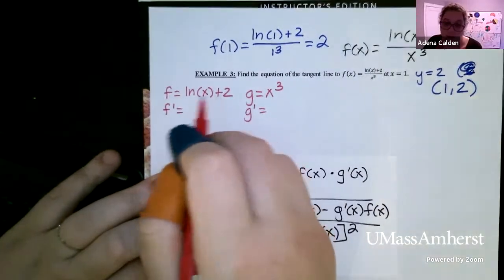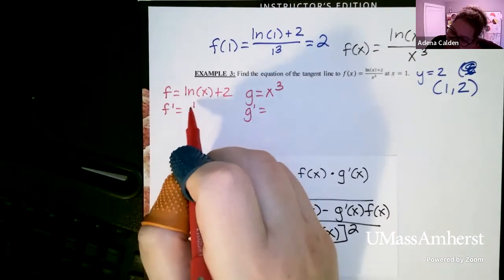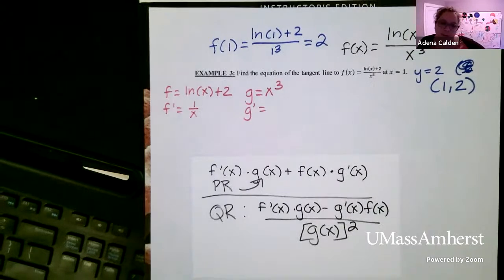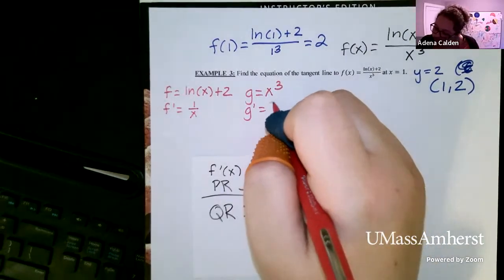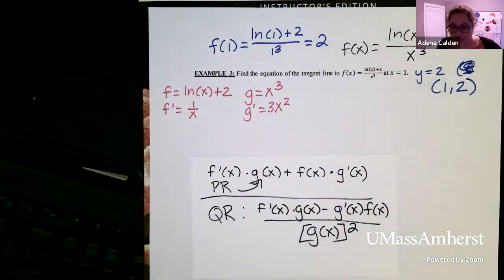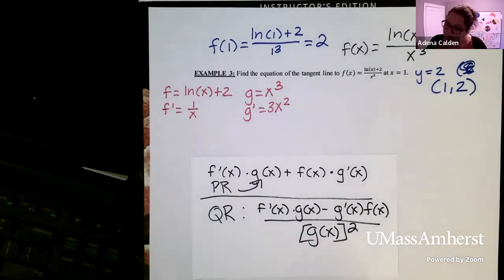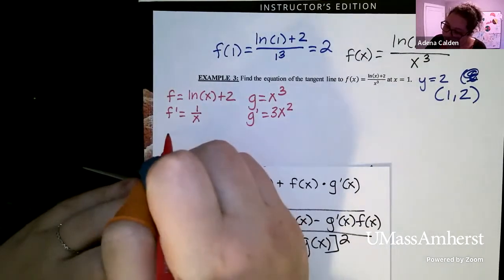So here we see a function that has two terms separated by addition. The derivative of the natural log of x is 1 over x, and the derivative of 2 is 0 because that's a constant. The derivative of x cubed will be 3x squared. Okay, so now that we have those pieces, we want to go ahead and put them together to find the derivative of our function using the quotient rule.